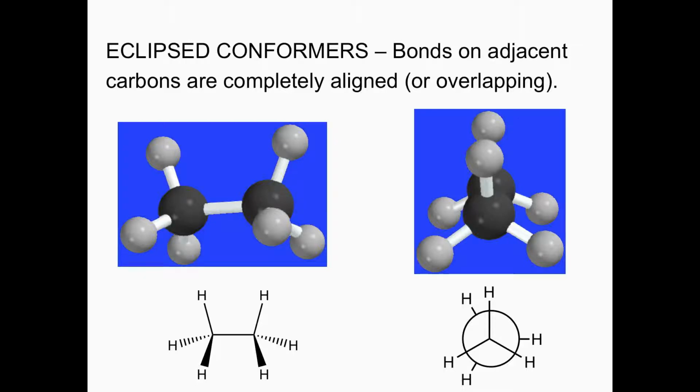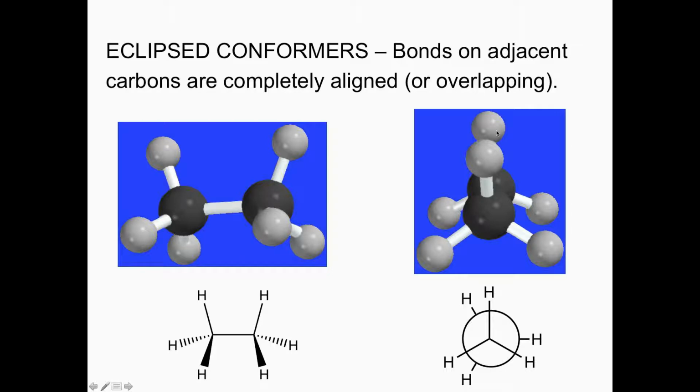Eclipsed conformers, as illustrated on this slide, are those in which all of the adjacent bonds on two carbon atoms in a structure are completely overlapping or aligned with each other, thus we say that they are eclipsed. So here on this slide, you can see in the 3D structure on the wide face, also represented with the dash wedge perspective formula at the bottom, and end on here on the right side, same molecule just turned 90 degrees, represented down here with a Newman projection.